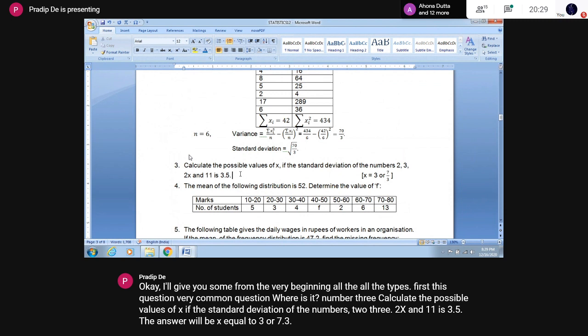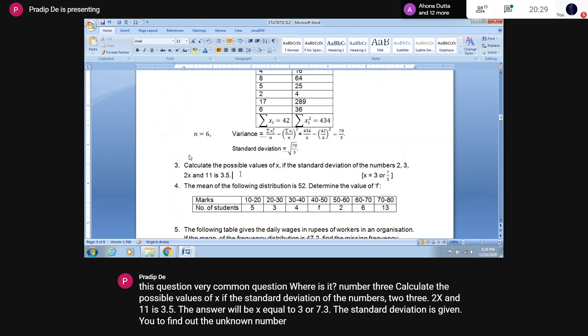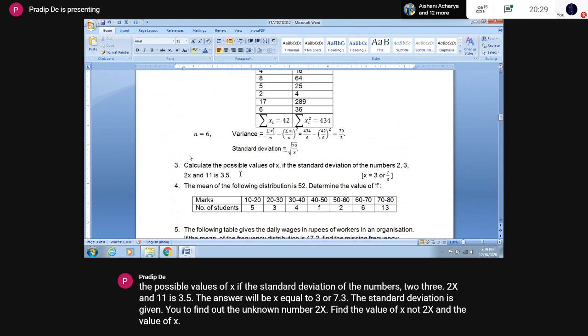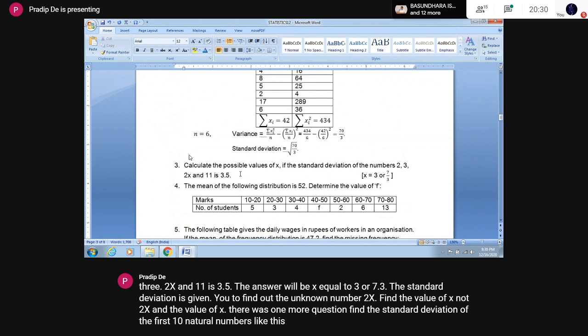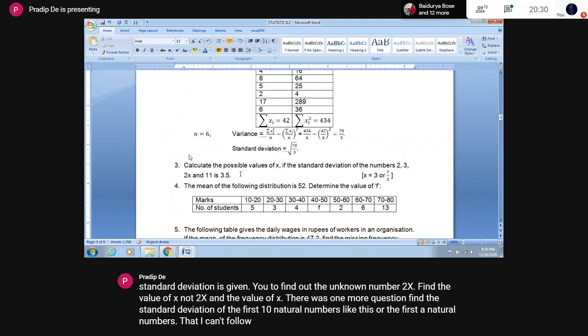The standard deviation is given. You have to find out the unknown number 2x. Find the value of x. Not 2x, find the value of x. There was one more question. Find the standard deviation of the first 10 natural numbers like this, or the first n natural numbers. That I can't find out here.